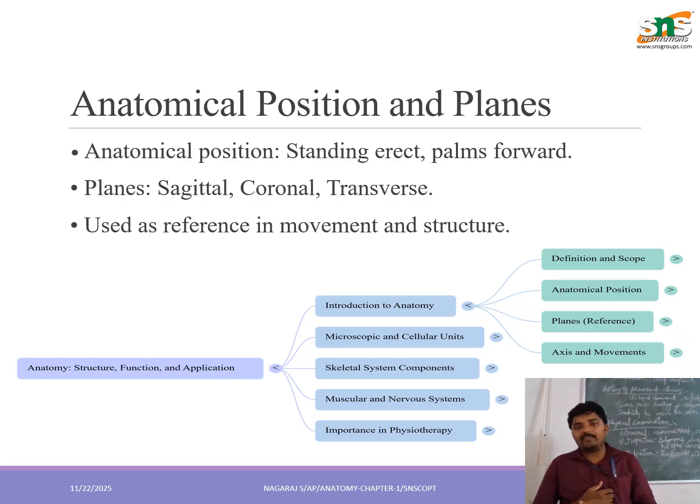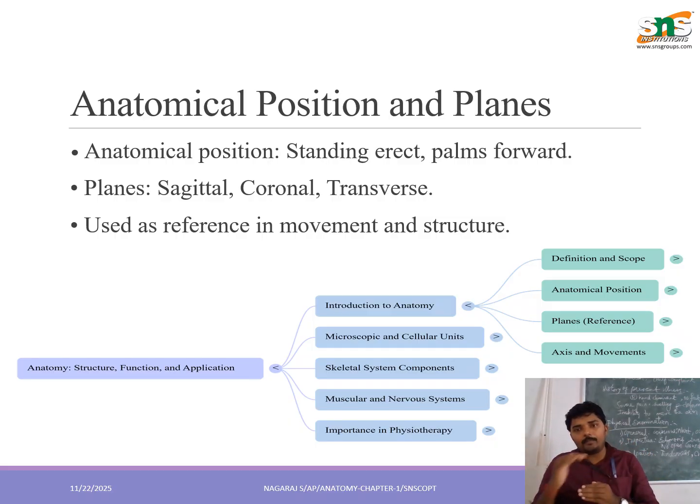Then the planes. Three planes occur: the sagittal plane, coronal plane, and transverse plane. The sagittal plane occurs along the vertical axis from head to toe. The body is divided into two parts, right and left. Movements in this plane are flexion and extension.